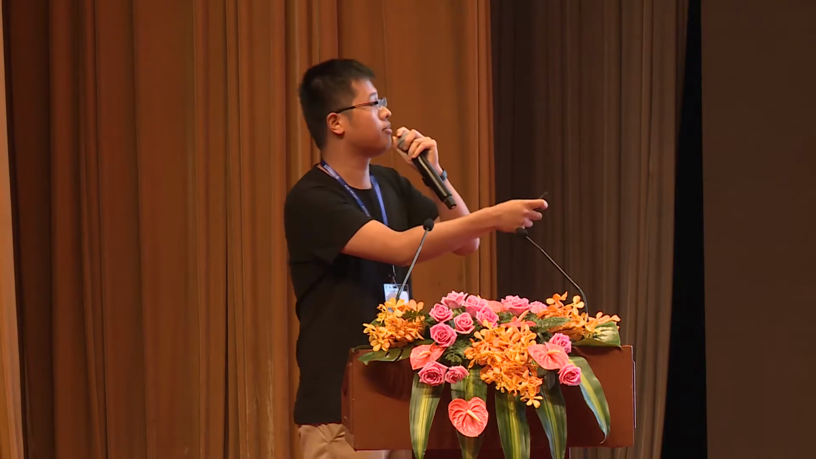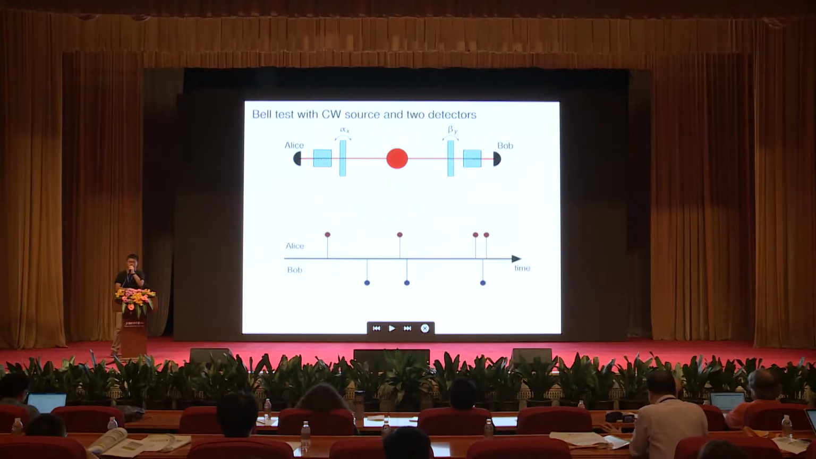Just now I showed you a diagram with 4 detectors. But actually, if your detector is high efficiency, you don't need 4 detectors, because if the photon is not measured at the transmitted detector, it will be reflected. Here, we also use a continuous wave source, a CW source. One feature of this source is that you don't know when the photon will come. So the measurement data looks like this.